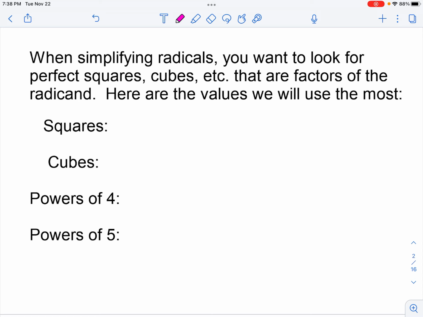Or sometimes maybe the radicand matches perfectly. So let's make a list of all of our perfect powers. So the perfect squares are 1, 4, 9, 16, 25, 36, 49, 64, 81, and 100. And we could go higher, but those are the numbers that we need to be very familiar with. All of these numbers are perfect squares, which means I can easily find their square roots.